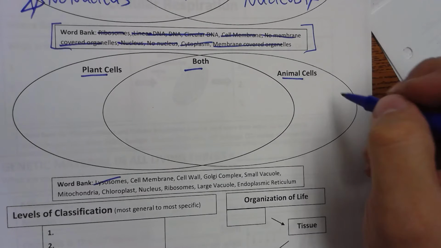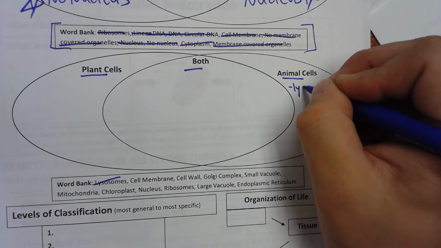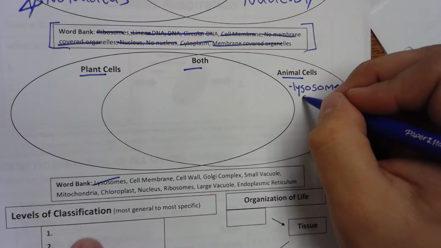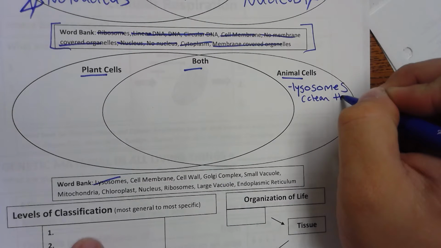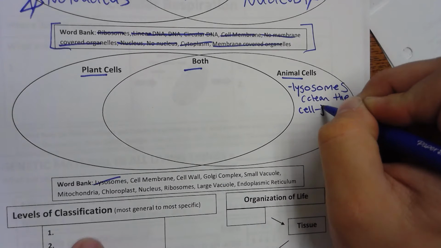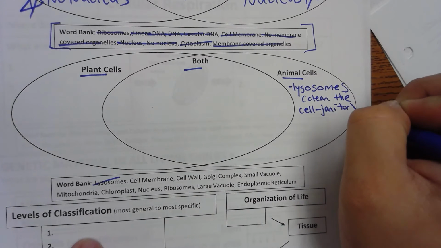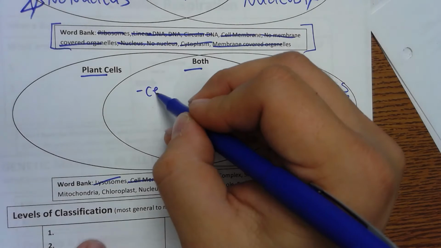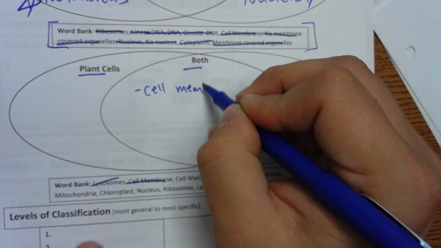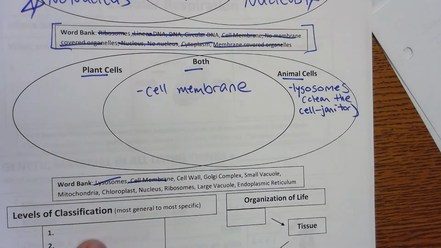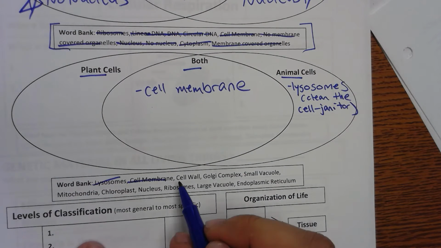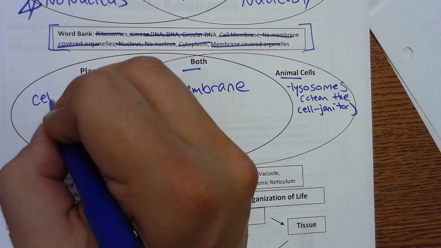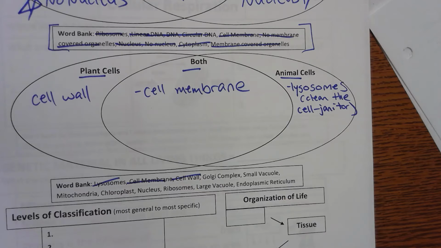Actually, no. Lysosomes are mostly in plant cells. Okay, lysosomes clean the cell. They're like a janitor. Cell membrane. Both animal and plant cells have a cell membrane. Cell wall. Remember we put a star P next to that. Only plant cells have a cell wall.